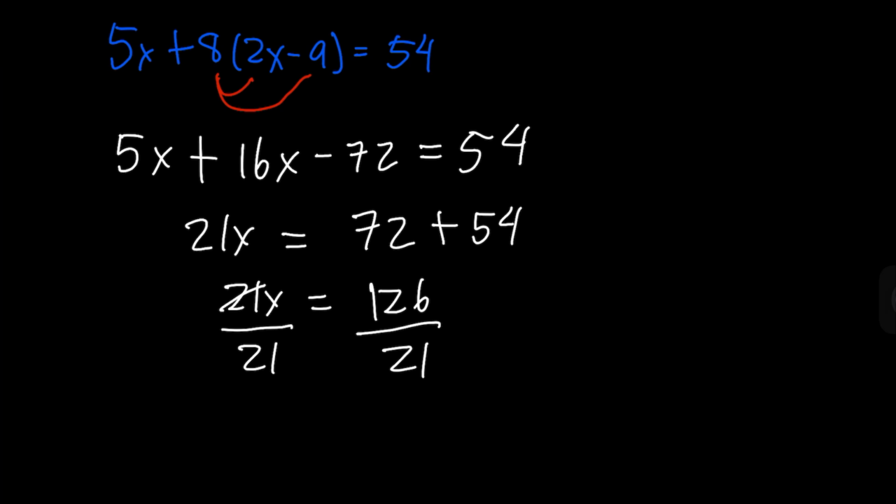Then we can cancel 21 here, and we'll be left with 126 over 21. If we reduce it to lowest form, 126 over 21 is equal to 6. So that's the answer for the problem.